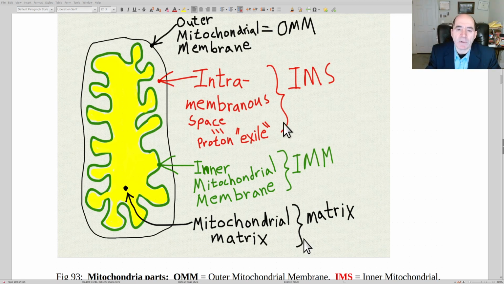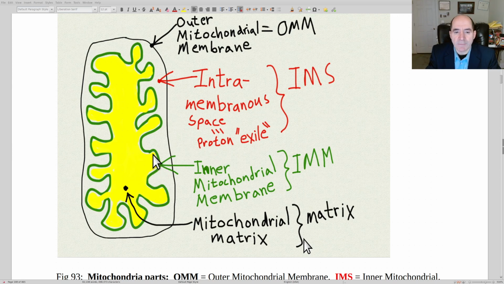Okay, here is mitochondria, and this is where the vast majority of energy is made in humans. It has an outer mitochondrial membrane, OMM, an intramembranous space that's between the inner membrane and the outer membrane, so that's called the IMS for intramembranous space. That's where the protons get pumped into, this space right here.